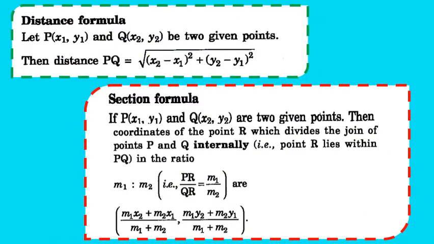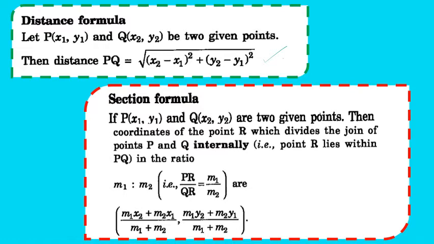Now we have learned about the distance formula in grade 10th, that if we have 2 points P and Q, P is (x1, y1) and Q is (x2, y2), then the distance PQ is under root (x2 minus x1) whole square plus (y2 minus y1) whole square.